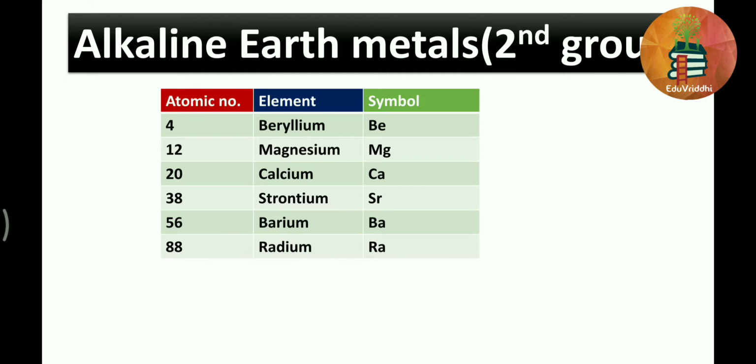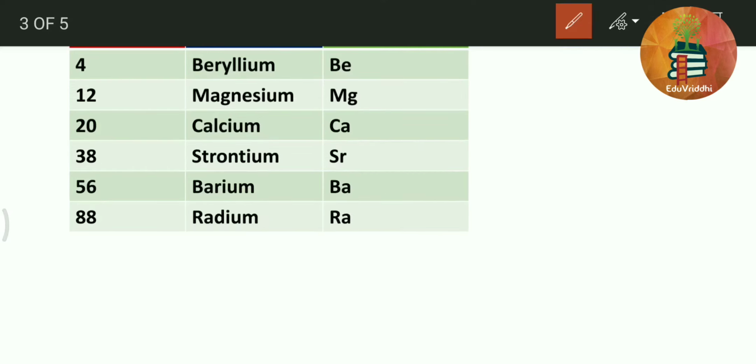So let us first see how to remember the atomic numbers of these elements, or how to find out the atomic number of second group elements. For this also we use the same thing, that is magic numbers. We will use magic numbers to find the atomic number. So we know that 2, 8, 8, 18, 18, 32, these are magic numbers.